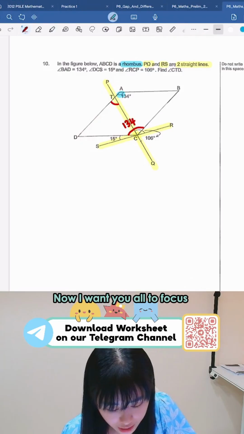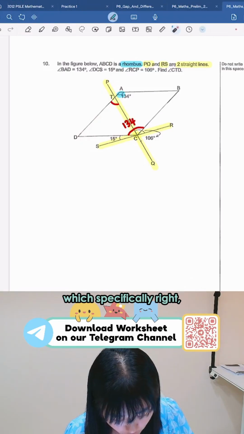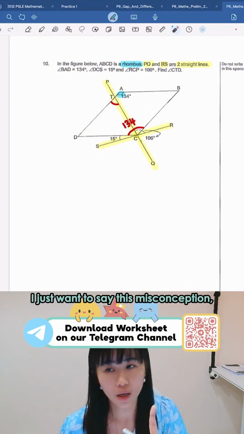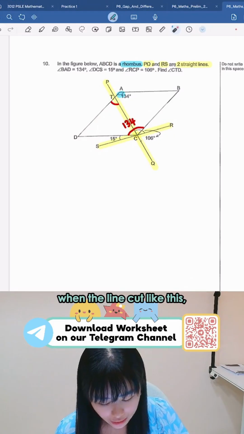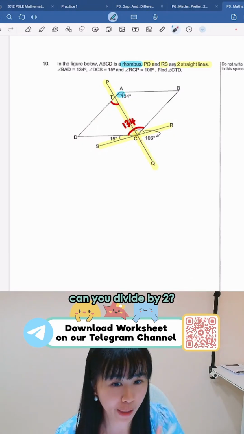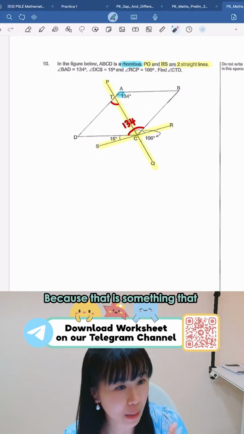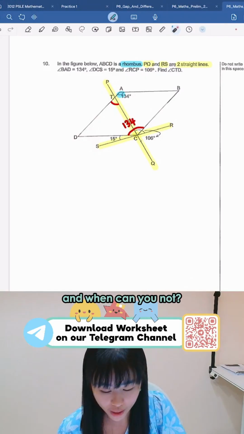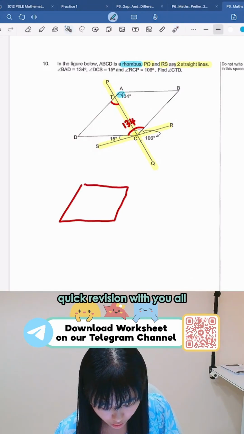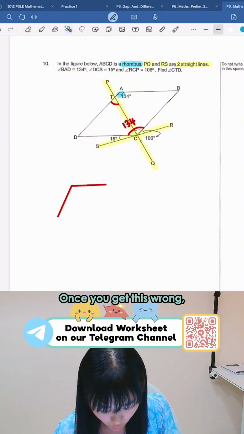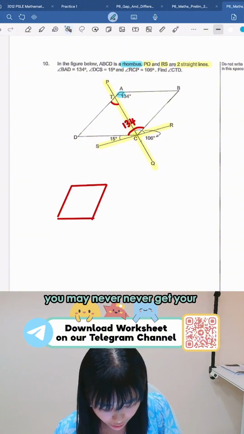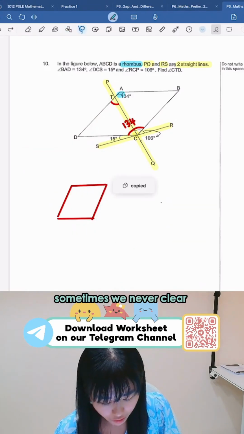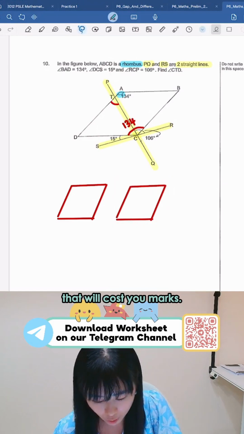Now I want you to focus on this part here. Anything that you can find at all? Oh, by the way, I just want to address this misconception. When the line cuts like this, can you divide by 2? Because that is something students like to do a lot. When can you divide by 2 and when can you not? I just want to do a quick revision with you all, because it's very important. Once you get this wrong, you may never get your geometry questions correct, because you always have that misconception. Sometimes you never clear the misconception, and you keep making the same mistake that will cost you marks.